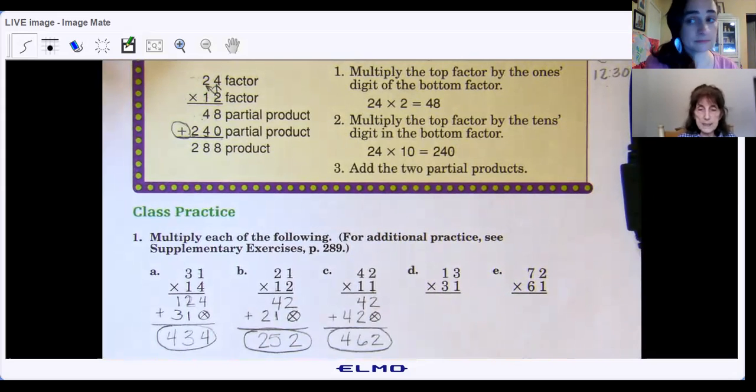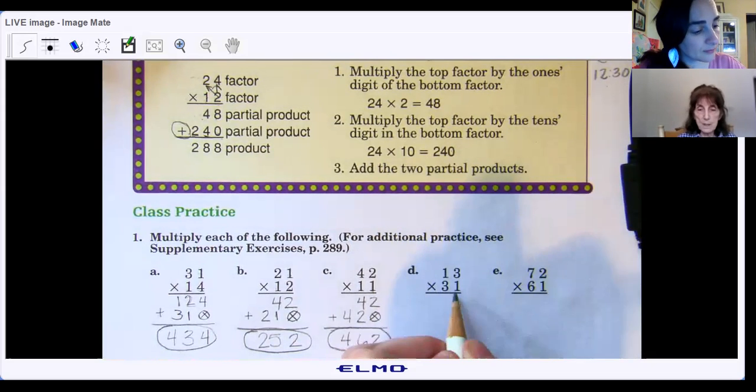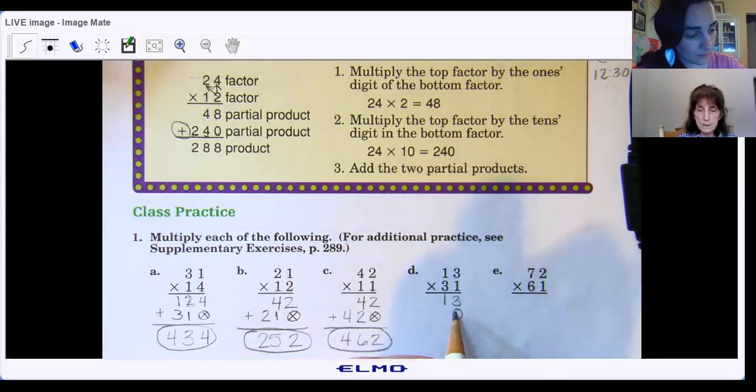Okay, let's look at D. Ones column, 1 times 3 is 3, and 1 times 1 is 1. So 1 times 13 is 13. Now we're going to start the 10. No more ones, circle and a 0 and an X in the middle, no more ones.